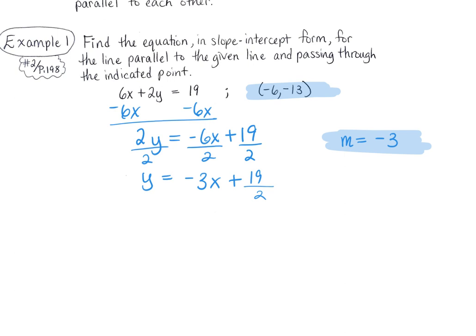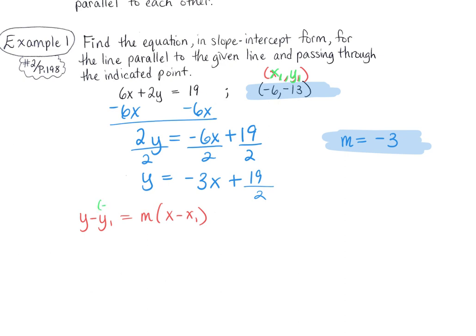Very good. Okay, so you now have your slope. You have a point. You can use point slope form or you can use the method that we just discussed. If you choose to use point slope form, remember that point slope form was y minus y1 equals m times the quantity x minus x1, and we're thinking of this point here as x1 comma y1.